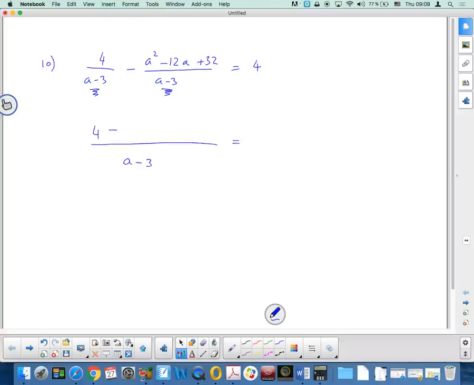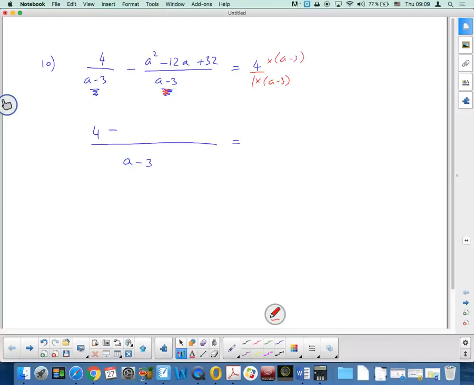Now we don't have a common denominator over here, but if that's going to be my common denominator, then I'm going to have to multiply this one. Top, it's basically 4 over 1, and I have to multiply the bottom by a minus 3, and I have to multiply the top by a minus 3 to make that denominator the same.